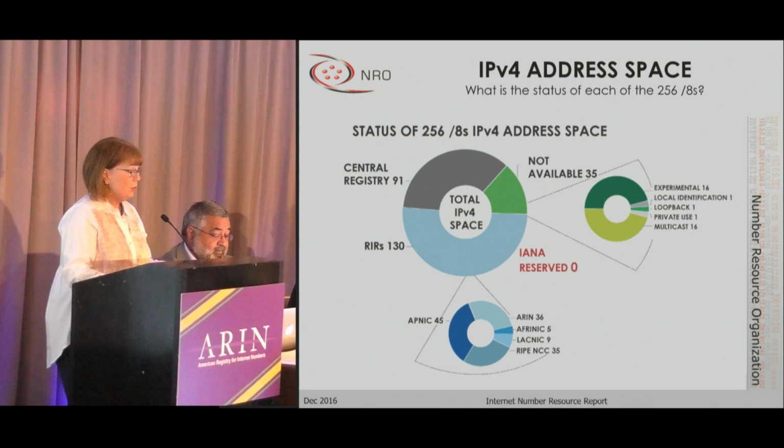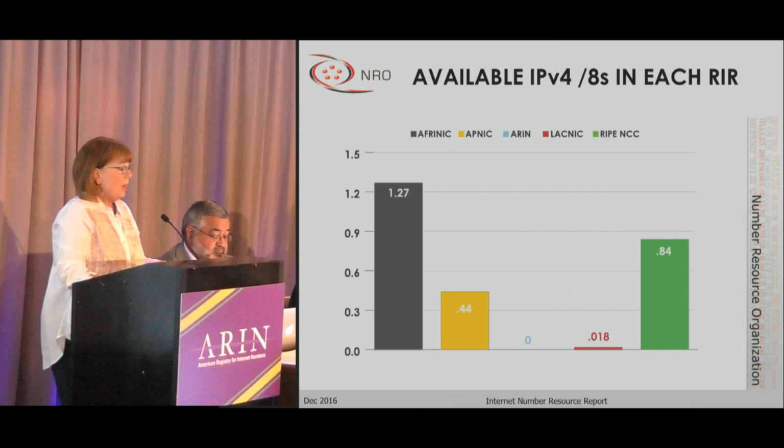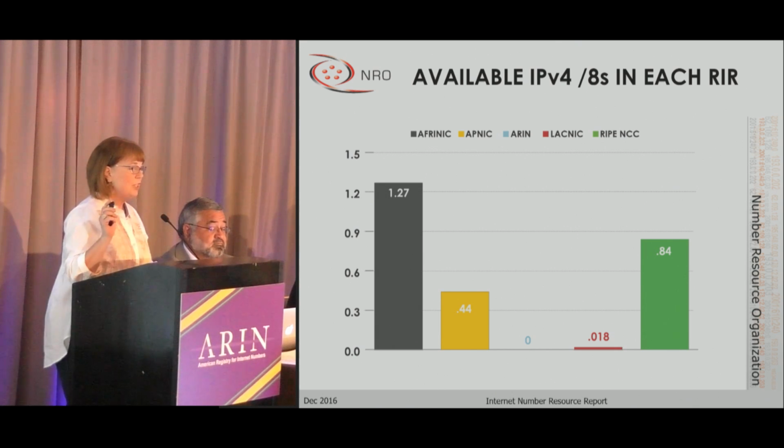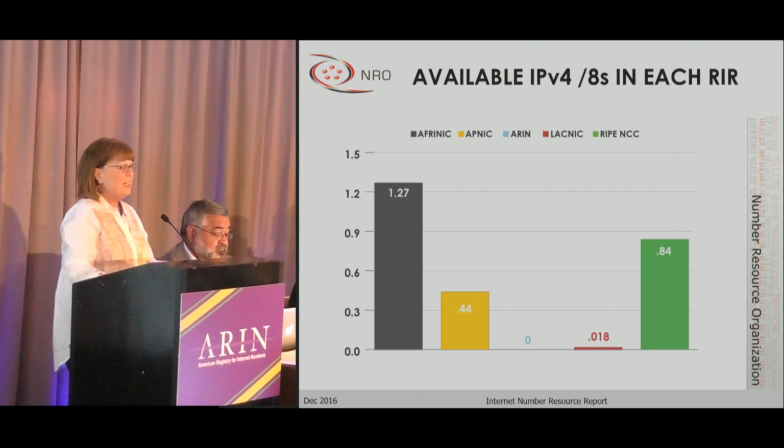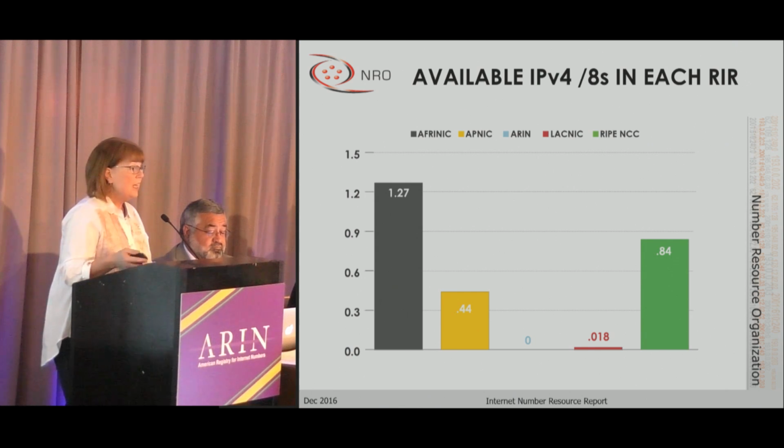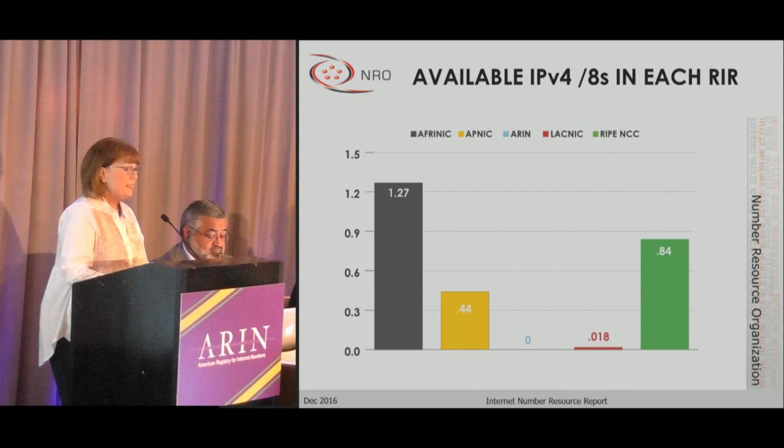And looking at the blue circle below, you can see how it's divided. APNIC received 45, ARIN 36, AFRINIC 5, LACNIC 9, and the RIPE NCC 35. So this one is definitely out of date because things have changed recently, in case any of you are on mailing lists. But this shows the available IPv4 /8s in each of the RARs. I'll start on the left with AFRINIC. It says they have 1.27, but they made an announcement yesterday that they've actually reached their last /8. Let's see, APNIC has 0.44, ARIN 0, LACNIC 0.018, and RIPE NCC 0.84.